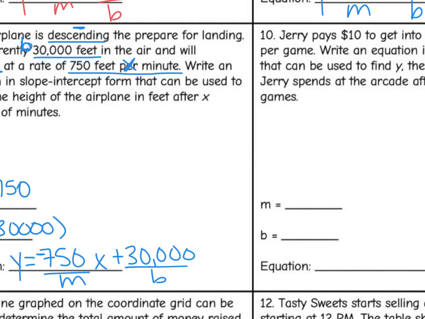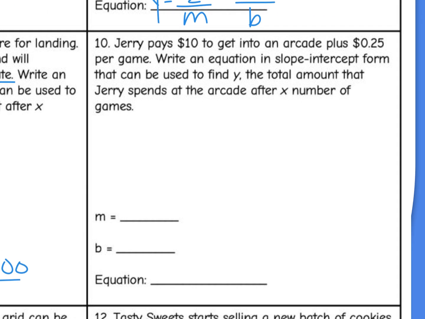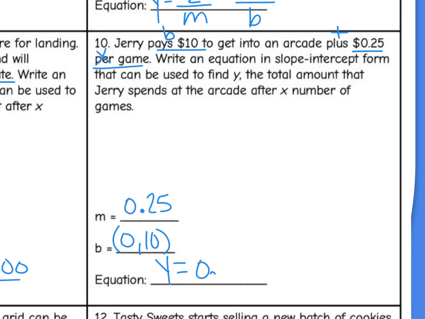Looking for keywords. Jerry pays $10 to get into the arcade. So this is what he's starting with. Plus, I'm going to put a big plus there, 25 cents per game. So per means times. So there's our x. Write the equation. Okay, so I know my B, he paid $10 to get in, and 25 cents per game. So Y equals 25 cents X plus 10.